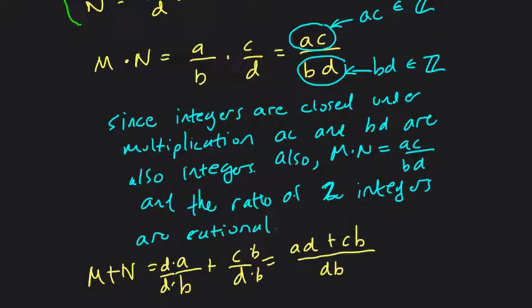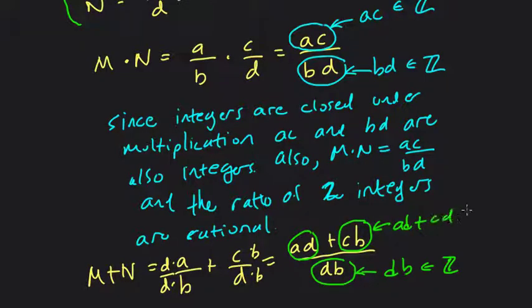Now here we could say pretty much the same stuff. DB is an element of the integers. In other words, it's still an integer because integers are closed under multiplication. AD is an integer, and so is CB, and so is the sum of these two, because the sum of integers and the product of integers are both closed. So AD plus CD is an element of the integers. So you can say that it's closed under those operations, addition and multiplication, so it's still an integer.